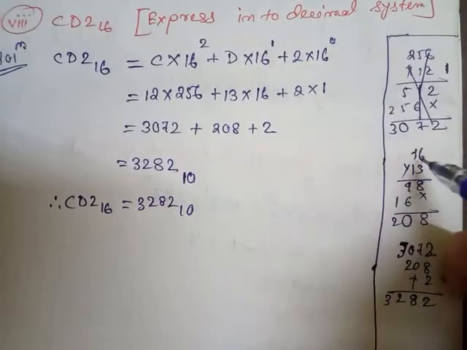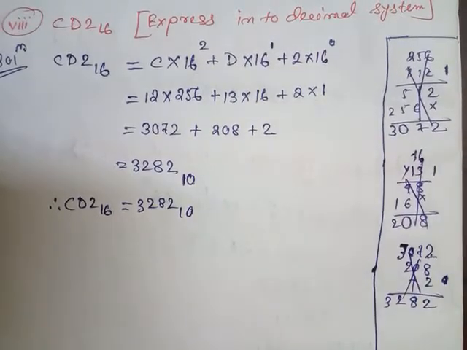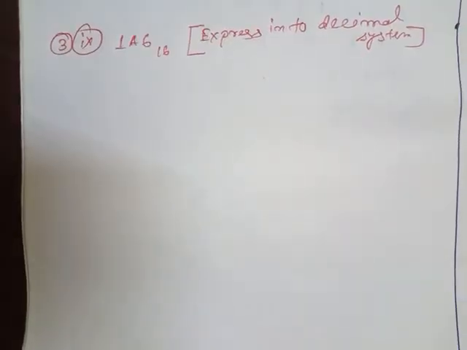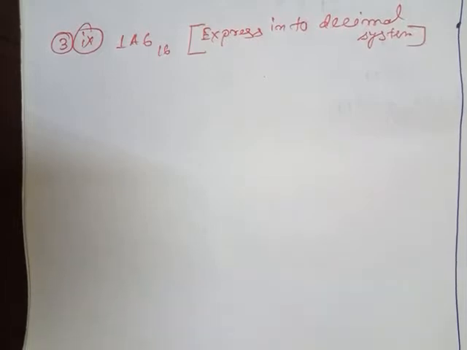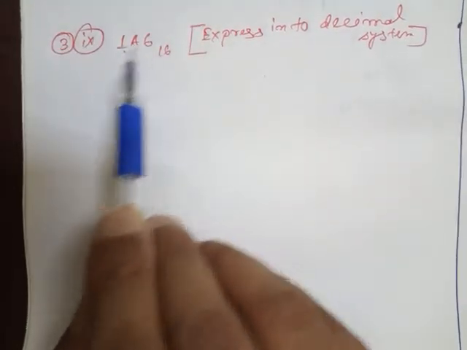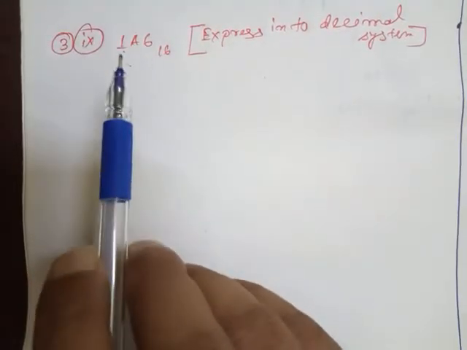That's why I am striking out this rough part. Now students, we are going to solve 3 Roman 9. Same question, expressed into the decimal system. Look here, in your book the question is given as IA6. I repeat again, in your book or in the main book it is given as IA6. It is not IA. The question is given wrong in the main book.